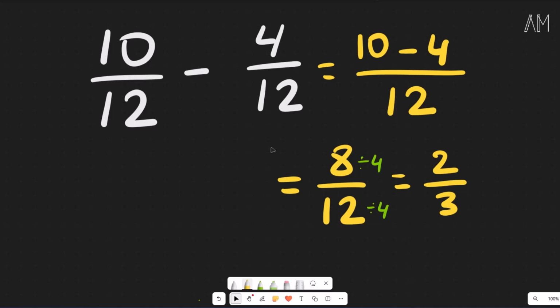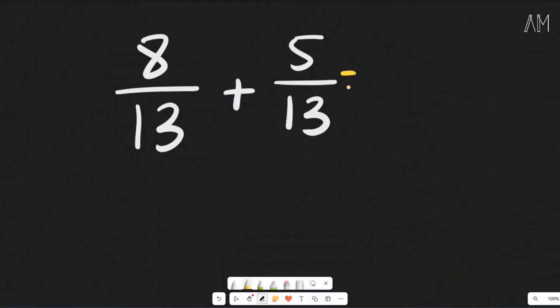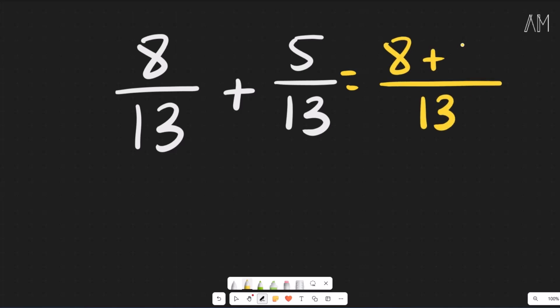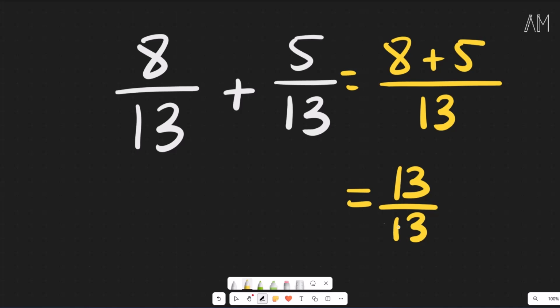Let's take one final example. In this example, again, we have the same denominator. I will keep it as it is and add only the numerator. 8 plus 5, that's 13. Here I'll have 13 over 13. And in case I have the numerator and the denominator equal to the same number, that means the answer is 1. And that's how we do it.